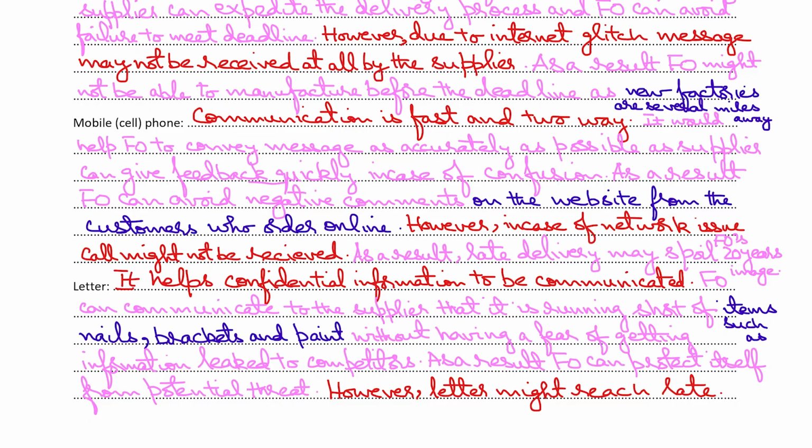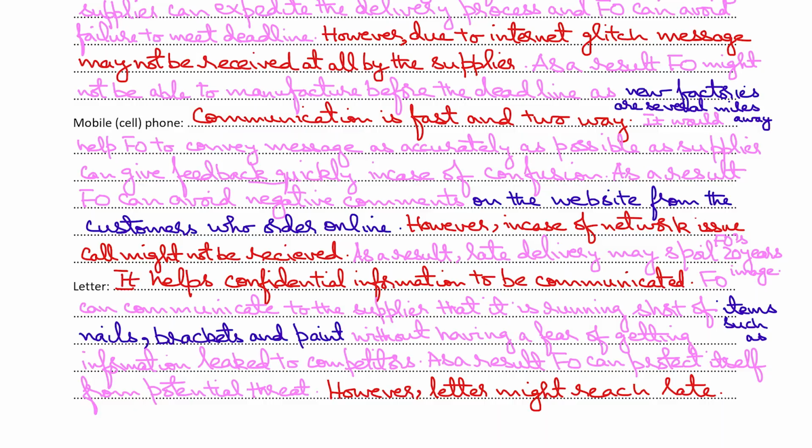Now the third and the last one is letter. It helps confidential information to be communicated. Again, you know that nobody can open the letter, and it is received by the person for which it is sent. So that is the advantage of sending the information through letter. It remains confidential because emails can be hacked and the telephones or the cell phones can be tapped as well, but it can't happen in case of a letter.